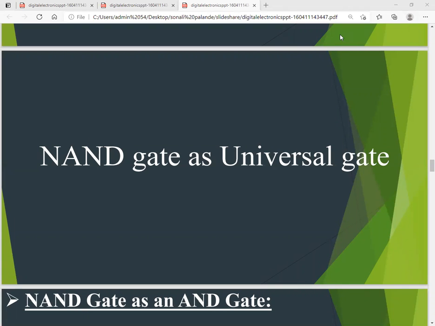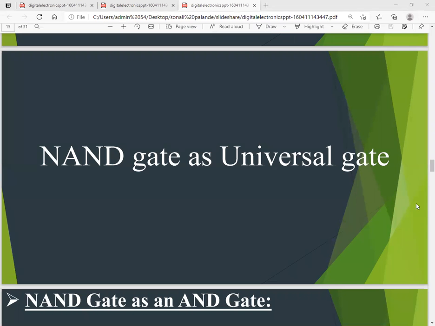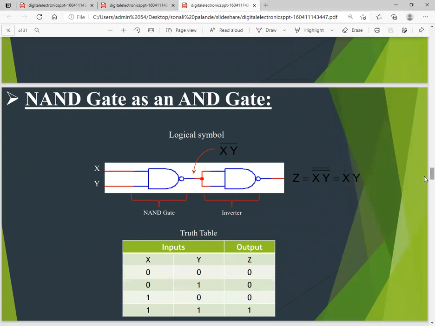Hello students, myself Sonali Paramde, and today we are going to discuss the NAND gate as a universal gate. So let's start the session.